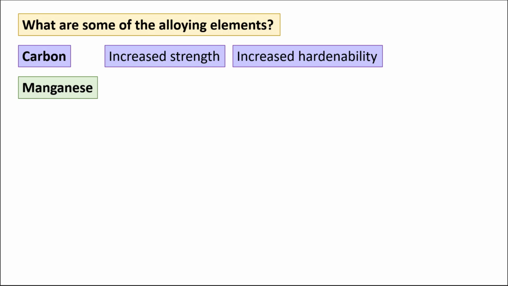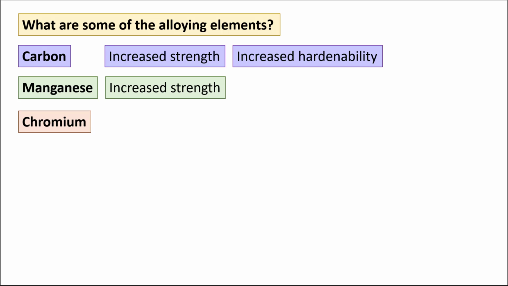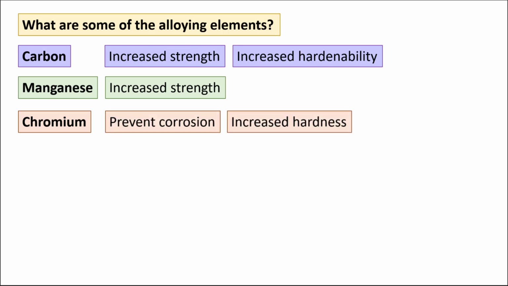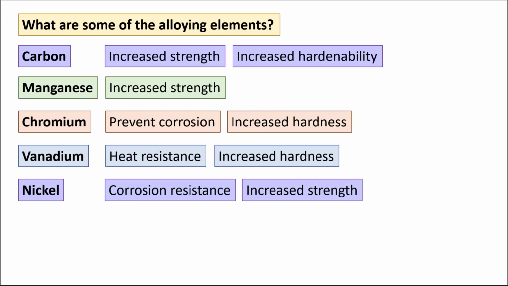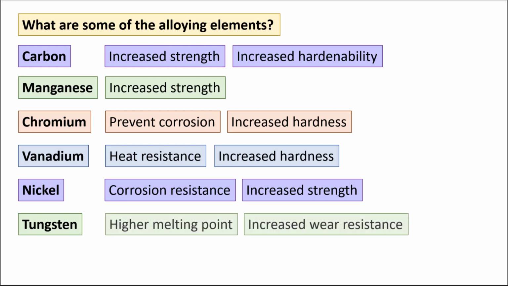Manganese improves the steel's strength. Adding chromium to steel prevents corrosion, but it also increases its hardness. Vanadium is used to increase a steel's heat resistance and increase its hardness. This element is often used in the creation of tool steels. Nickel is used for corrosion resistance and to increase strength. Tungsten is another element that is used in tool steels to increase wear resistance and increase the steel's melting point.